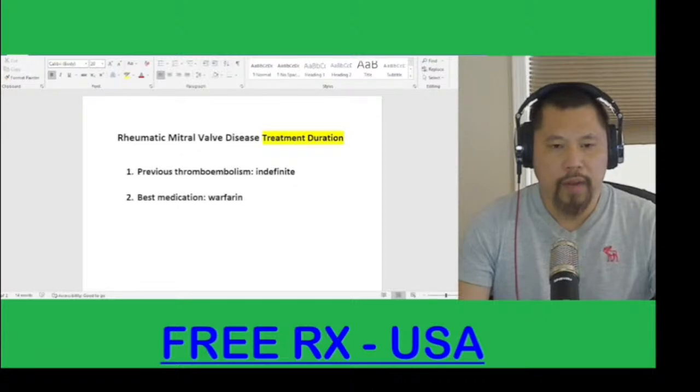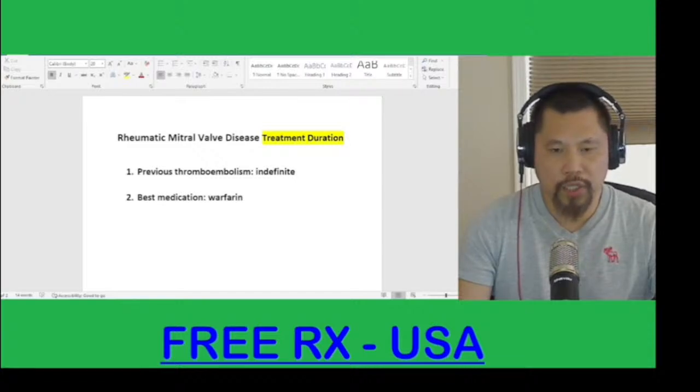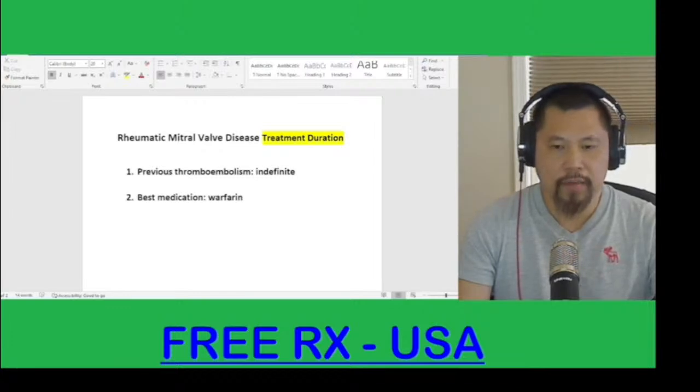If you have rheumatic disease, you may need to take a blood thinner medication if you have a history of blood clot. And how long do you have to be on blood thinner medication for this medical condition? You may need to take the blood thinner medication for the rest of your life or indefinitely. And the best medication for this condition is warfarin.